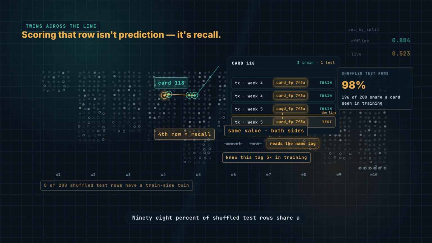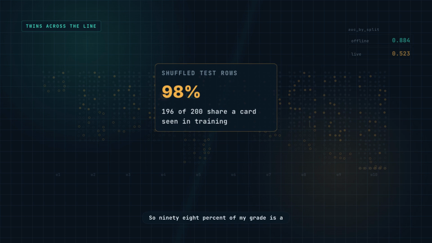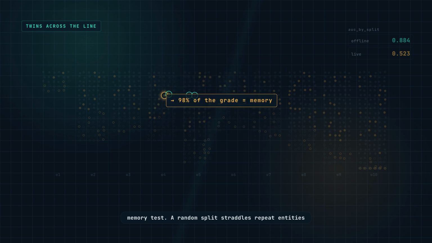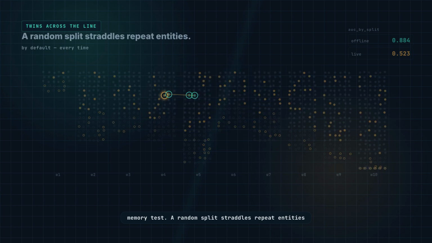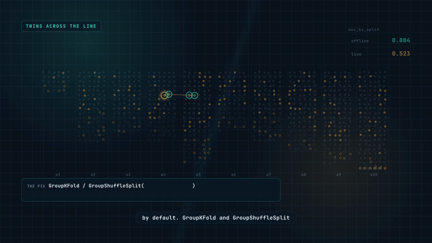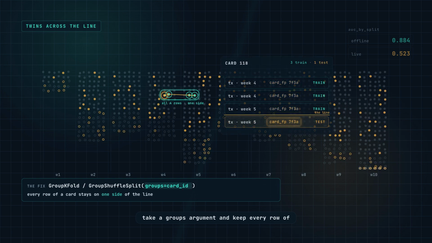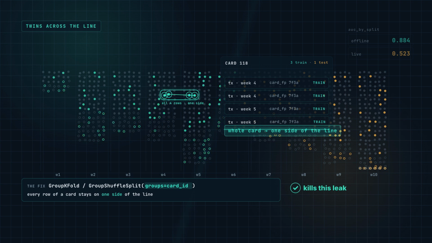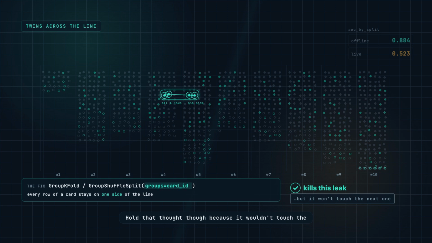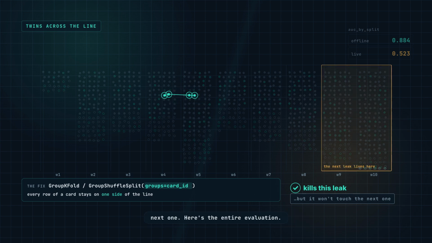98% of shuffled test rows share a card with a training row. So 98% of my grade is a memory test. A random split straddles repeat entities by default. Group K fold and group shuffle split take a groups argument and keep every row of a card on one side of the line. That kills this leak. Hold that thought though, because it wouldn't touch the next one.